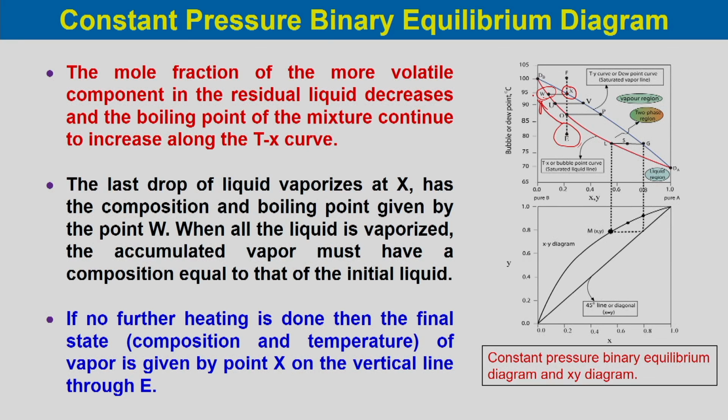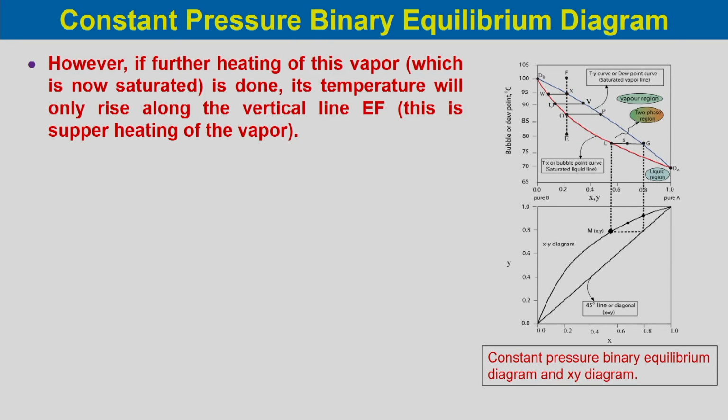If we further heat this vapor, which is now saturated vapor at this location, its temperature will only rise along the vertical line EF. So from this E it will vertically go to F. Its temperature will increase along the vertical line, and this is called the superheated vapor.